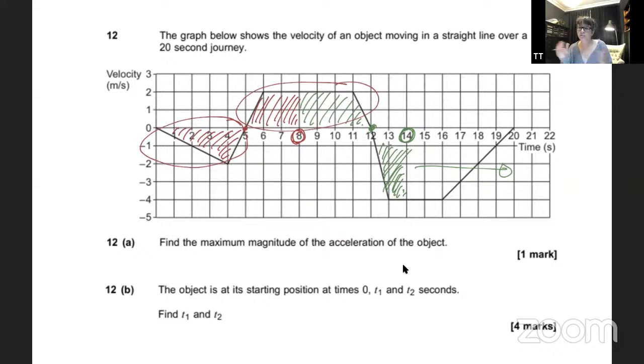So I was just drawing a random line to say there's a point somewhere here when it gets back to where it started, which is what they're calling T1. Does that make sense?